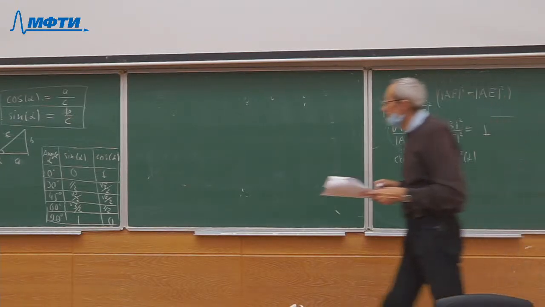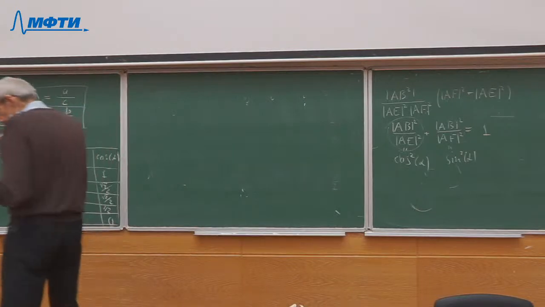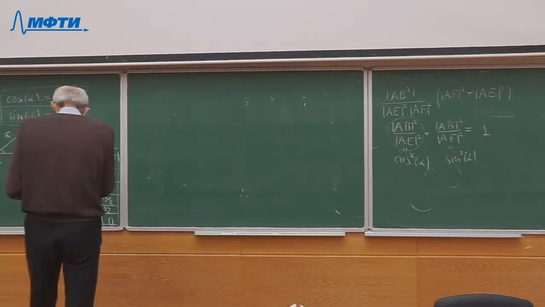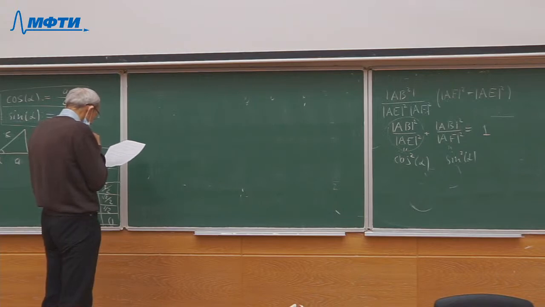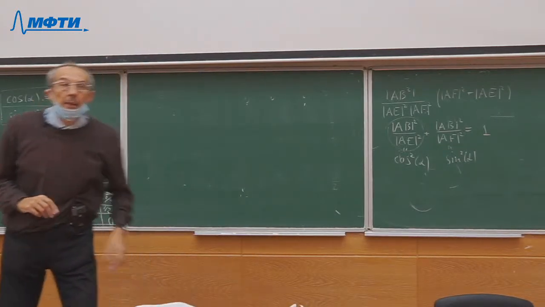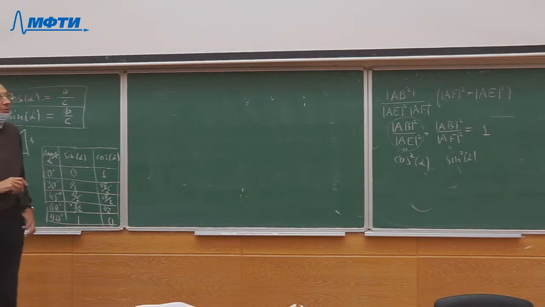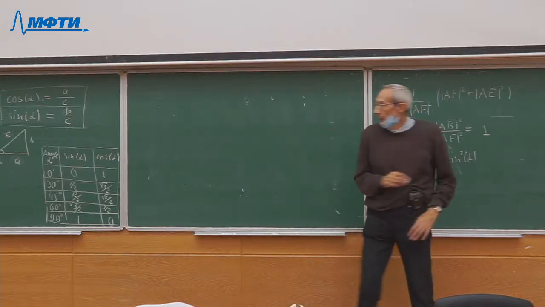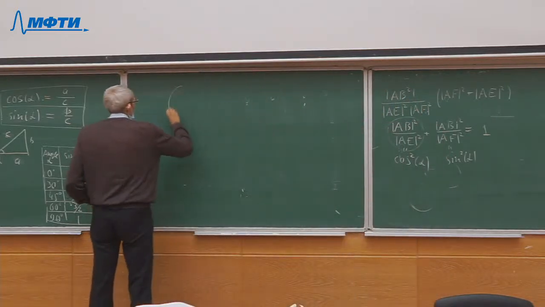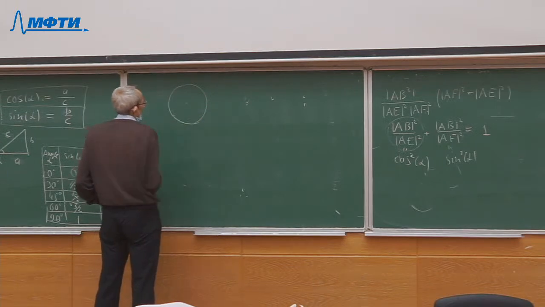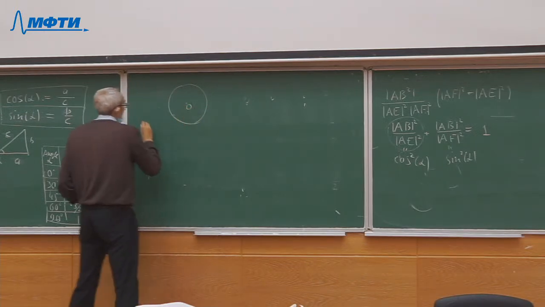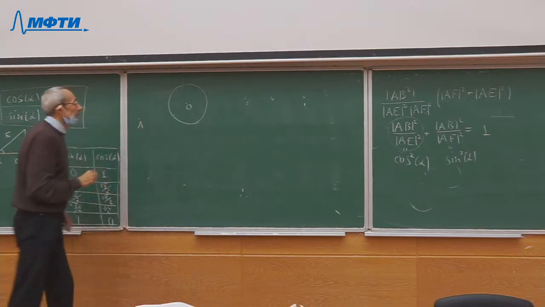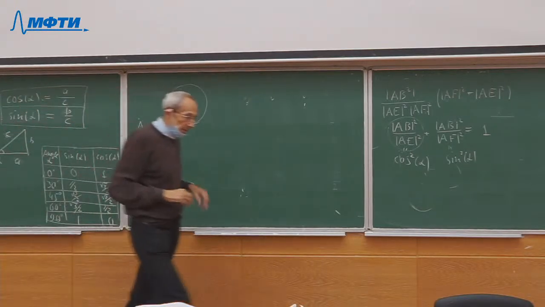Let's solve the following problem. I recall some definitions and properties of the circle. Let we have a circle with a center in the point O, and let A be some point outside the circle.